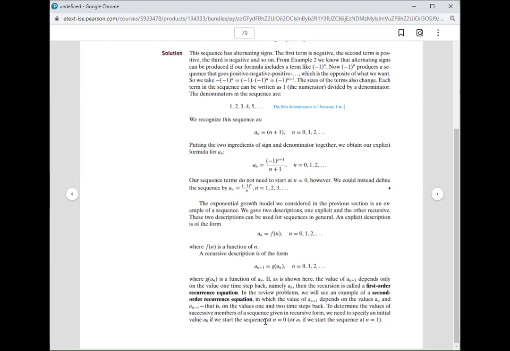Yeah, so we need to specify that an initial value is 0 if we start the sequence at n equals 0, or a1 if we start the sequence at n equals 1. Okay.